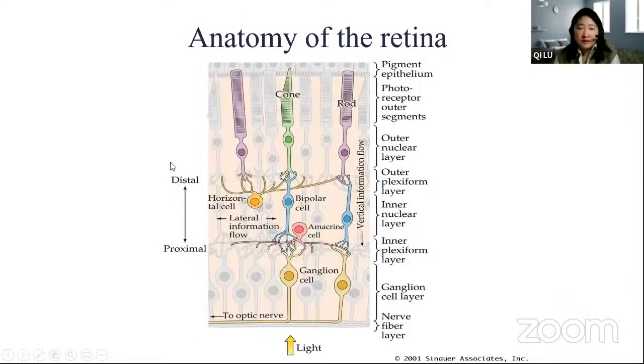So here let's take a look at the anatomy of the retina. Here is the inside of the retina, and here is the outside, close to the choroid or sclera. Light comes through the whole retina, then hits the photoreceptors. There are two types of photoreceptors: the cone photoreceptor and the rod photoreceptor. Rod photoreceptors function at dim light, and cone photoreceptors function at bright light.